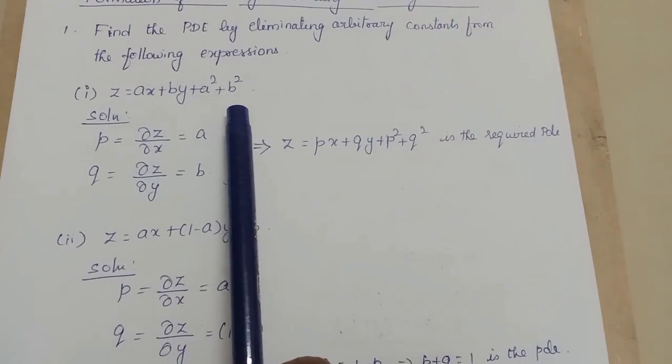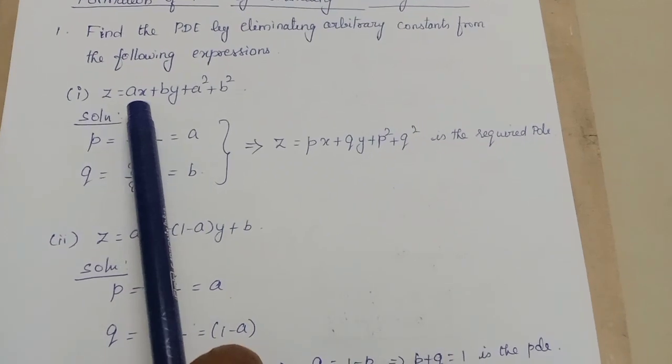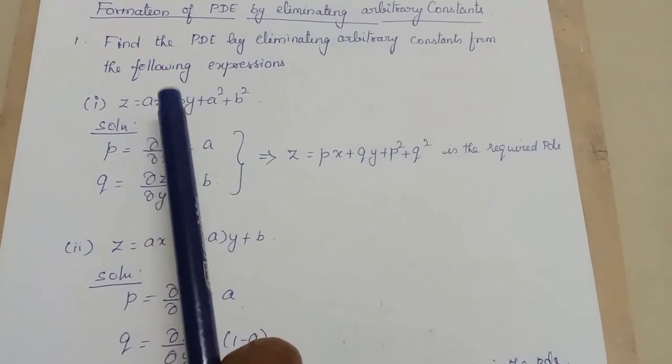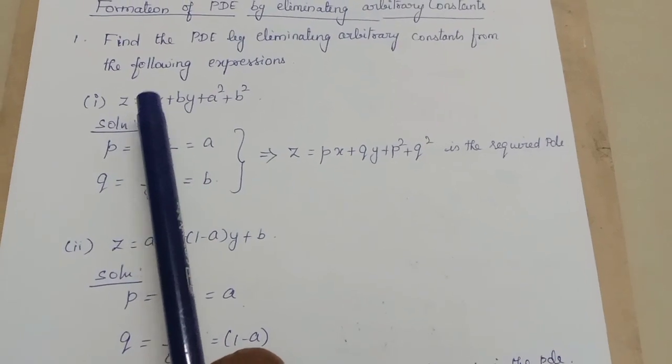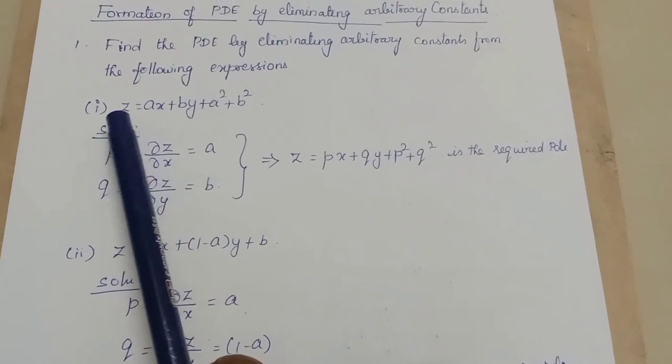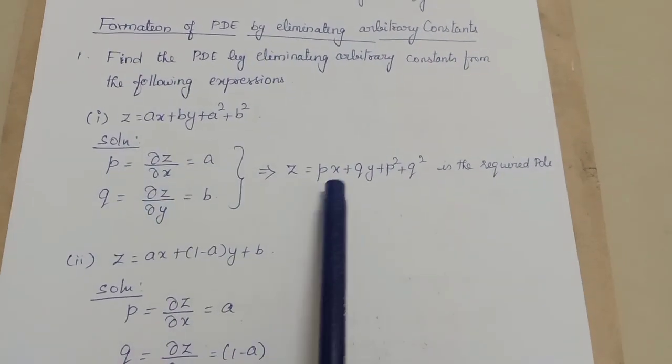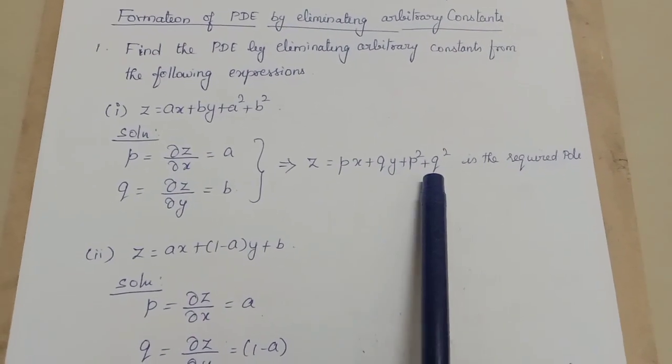Now look at this expression. Instead of this a and b, I can substitute p and q, so that I will get an equation without these a's and b's. So let me substitute these values in the given equation. What I get is z equal to, instead of a, p, px plus qy plus p square plus q square.